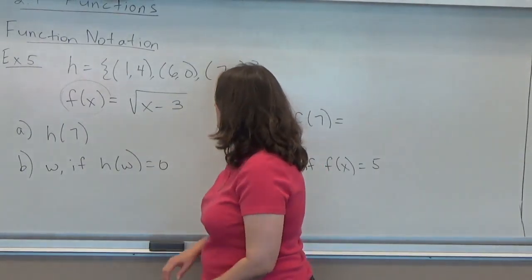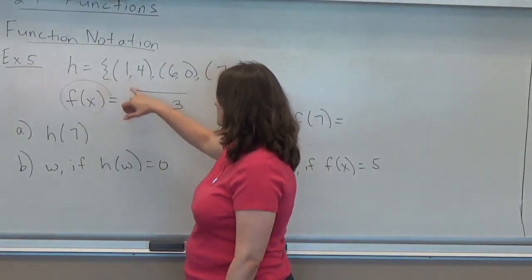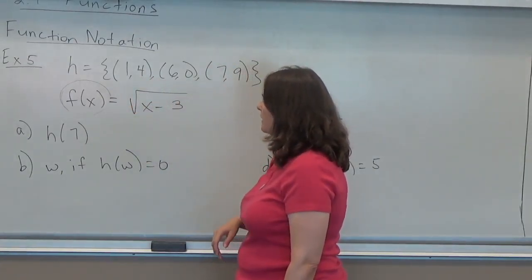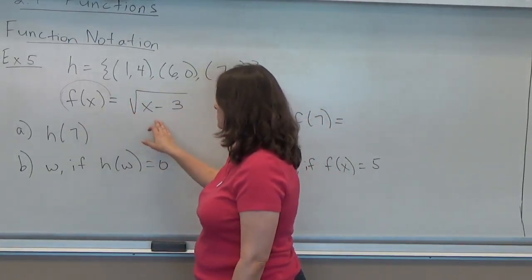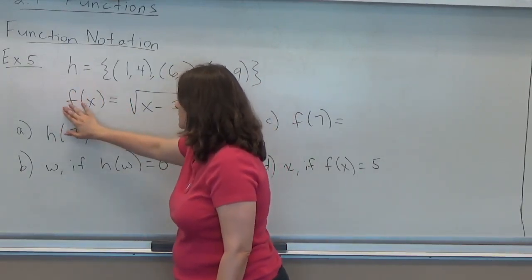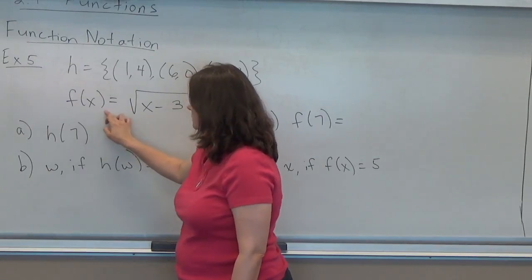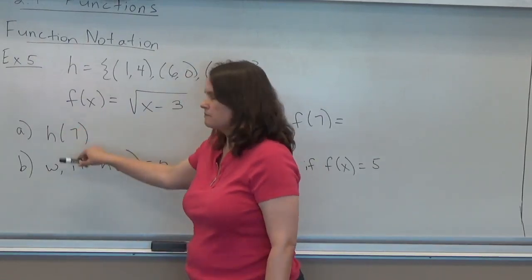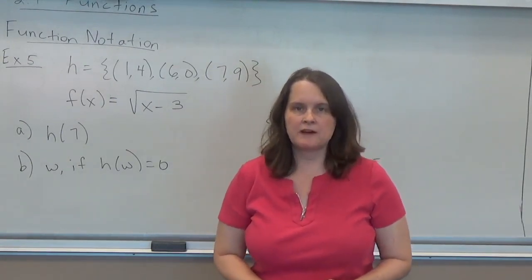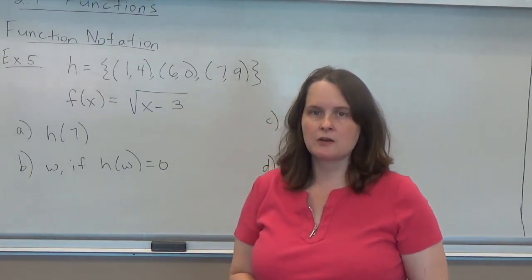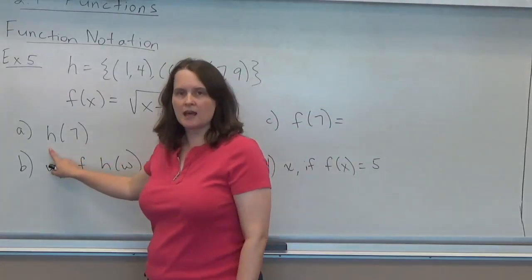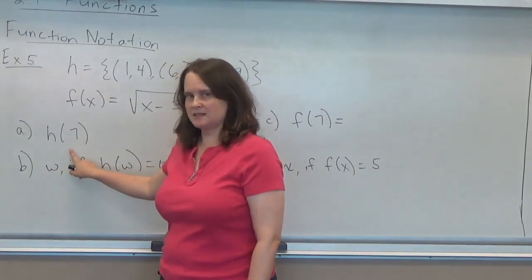So we've got h equals this function with a list of ordered pairs, (1, 4), (6, 0), (7, 9). And then we've got the function f of x equals the square root of x minus 3. We are asked to find the following. Each of these pieces is a computation where we're being asked to evaluate our function at some specific value of x. In part A, we're asked to evaluate function h when x equals 7.